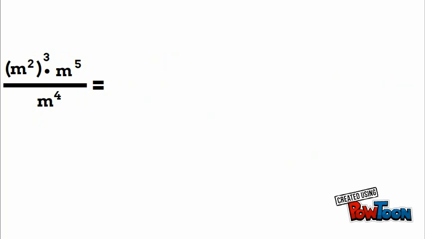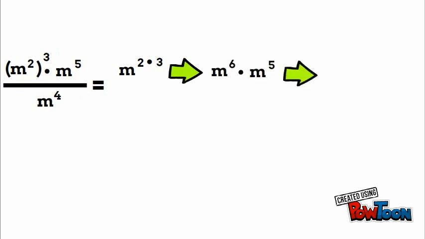Alright, let's simplify our numerator down to one exponent. Let's start with m squared to the 3rd. That's the same as m to the 2 times 3. 2 times 3 is 6. So we have m to the 6 times m to the 5th, and we can add the exponents now. We get m to the 11th over m to the 4th.